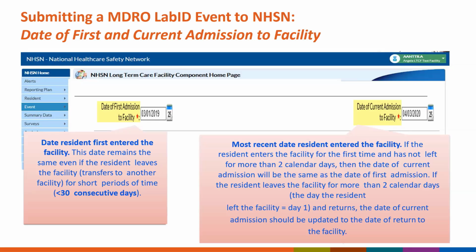Example, a resident is transferred from your facility to an acute care facility on June 2nd and returns on June 5th. The current admission date would be June 5th. 1 week later, the same resident goes to the emergency department for evaluation on June 12th and returns June 13th. The date of current admission would stay as June 5th.